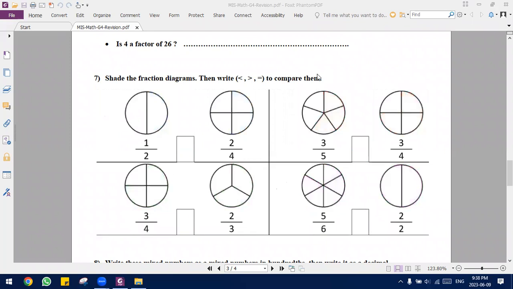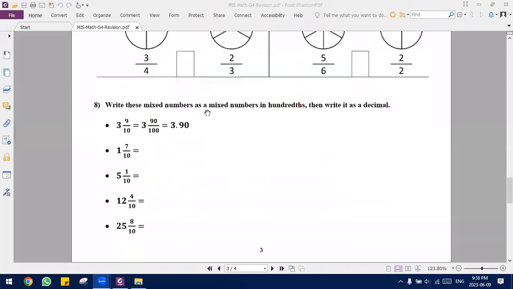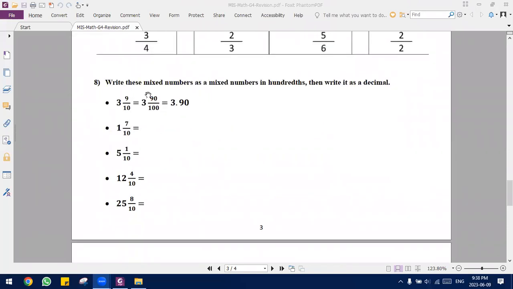Next one. Write these mixed numbers as mixed numbers in hundredths. As you can see, all of them are written in terms of tenths. I need to make them 100. And then write it as a decimal. So the first one here was given as an example, 3 9 over 10. To make it 100 is 3 90 over 100. Then when I make it decimal, it's 3.90 because I need to make a decimal for 100.